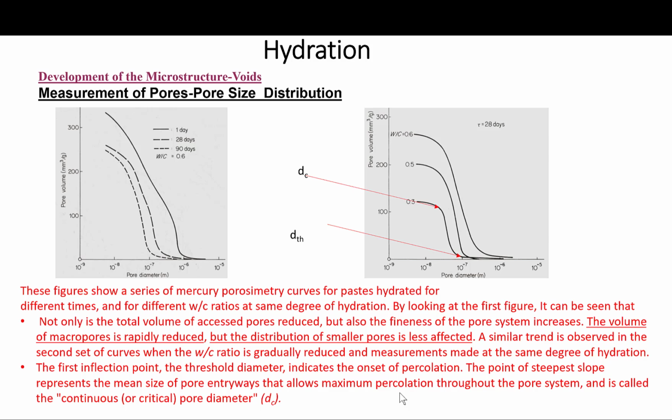So as we see, reducing the water cement ratio and increasing the hydration basically results in a finer structure and reduced porosity. That's really what you need to get out of this introduction.